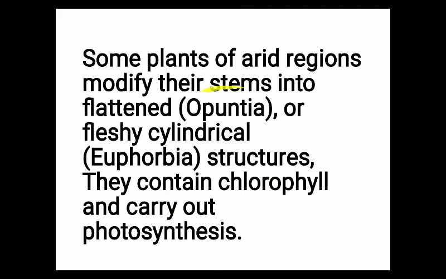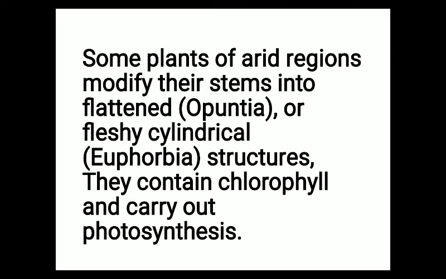Such plants found in desert areas cannot bear leaves. If they possessed leaves, there would be stomata, and loss of water would take place from the stomata. Already such plants are growing in arid regions where there is an inadequate supply of water. So in order to minimize transpiration, they cannot bear leaves. So how will they perform photosynthesis? They modify their stem into a fleshy green structure which helps in the process of photosynthesis.